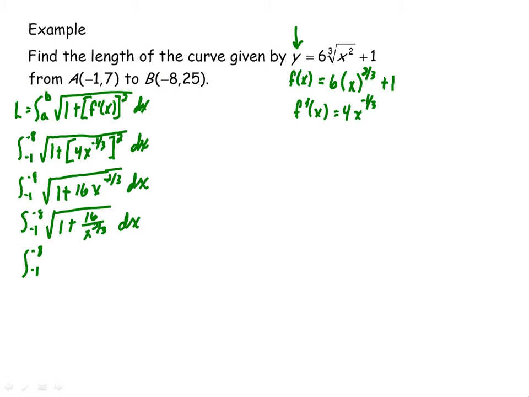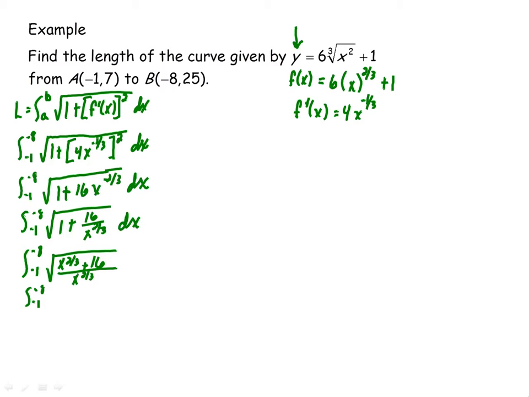That 1's going to turn into what? x to the 2/3 over x to the 2/3, right? So you're going to have x to the 2/3 plus 16 over x to the 2/3. Okay, so let's try to get rid of that denominator. Watch this.